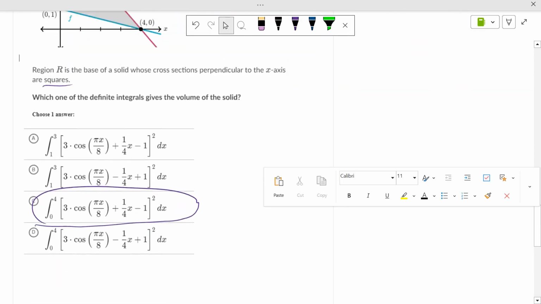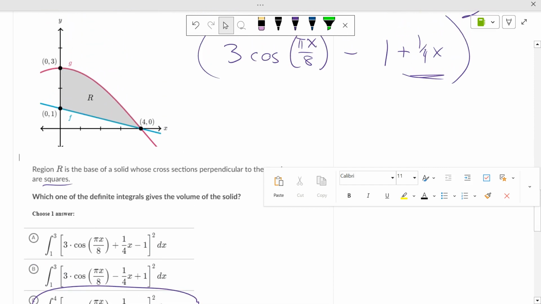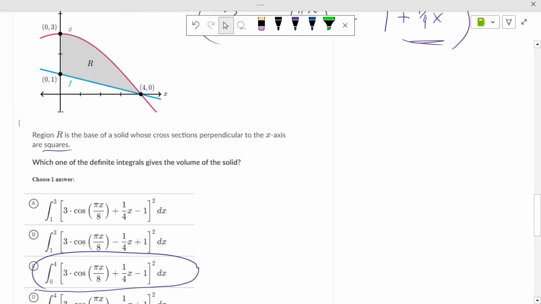How do you know where to go from? Because if we're perpendicular to the x-axis, we're going to use the x values. If we're perpendicular to the y-axis, we're going to use the y values. So it would go from 0 to 3 if we're doing that. Okay?